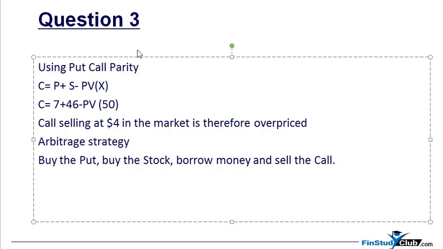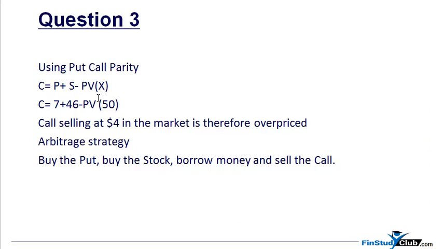You have a negative sign over here, that means you're going to sell the bond, and selling a bond means borrowing money. I think this is something that you should know. Selling the bond means borrowing money, buying the bond means lending money. So I'm going to borrow money and I'm going to sell the call. So that's what your arbitrage strategy would be around, which would help you make $0.25, which is the difference between $4 and $3.75 on every single position that you take.